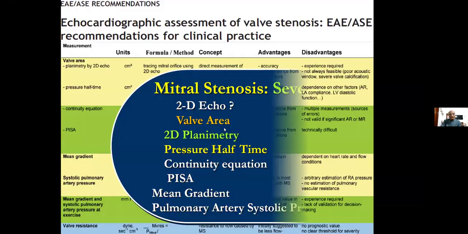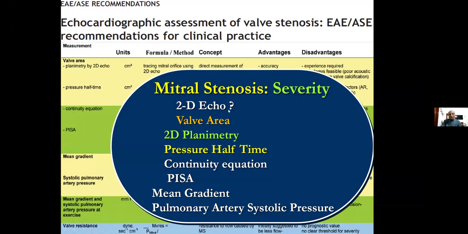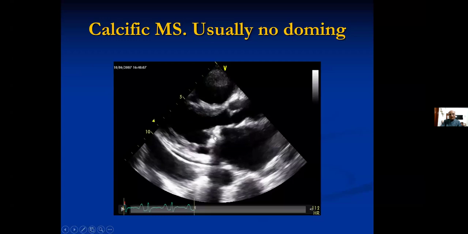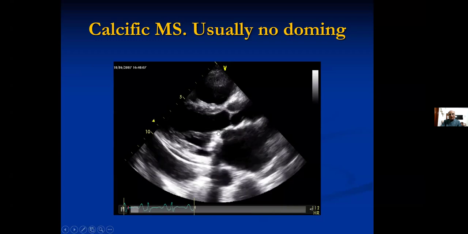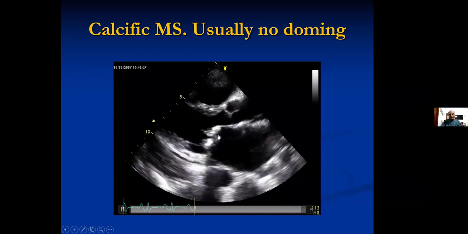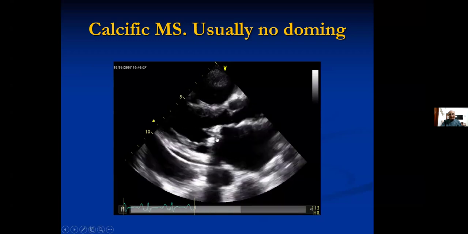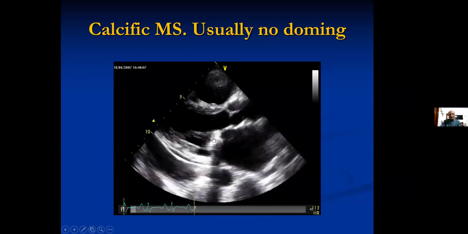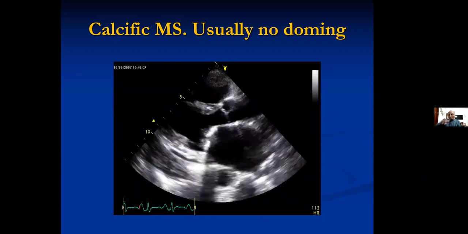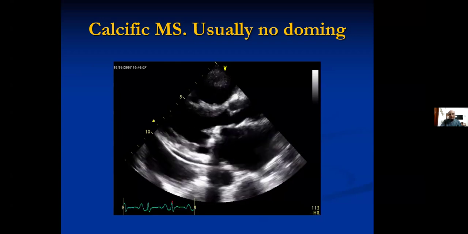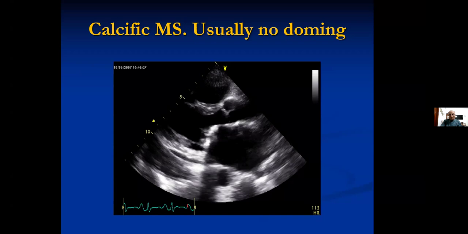Now, severity, of course, we are not going into the 2D echo. As I told you, 2D echo gives rise to a severity assessment. For example, this is a calcified mitral valve, and as I told you, doming is a sign of mobility. But here there is hardly any doming because there is no mobility due to the calcification.